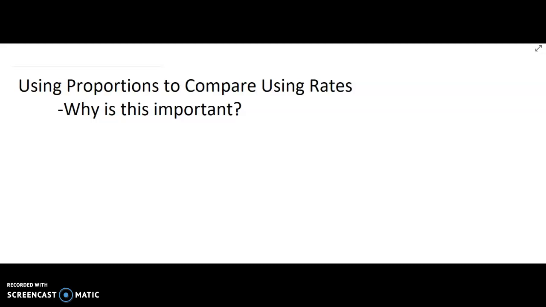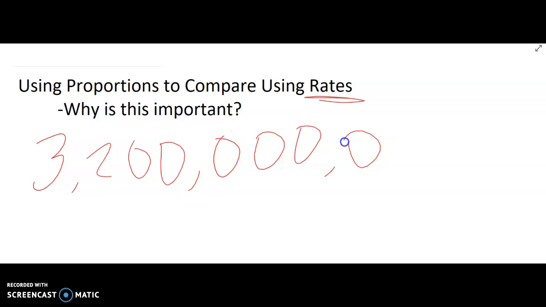And the big key here is rates. Why is this important? Well, there are some numbers that are either way too big or way too small for us to really think about and be able to contextualize in our own heads. So think about if I said like 3.2 trillion. This number is way too big. There's no way that I would be able to comprehend.